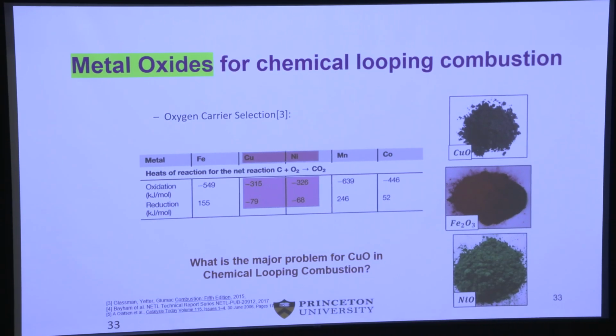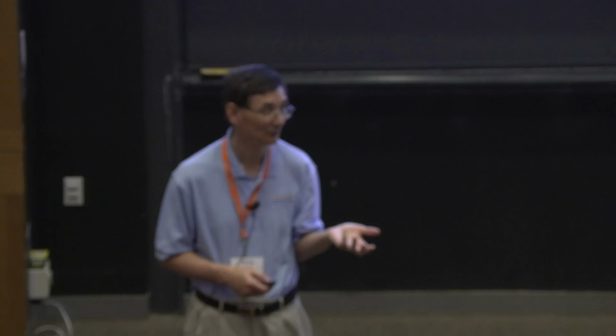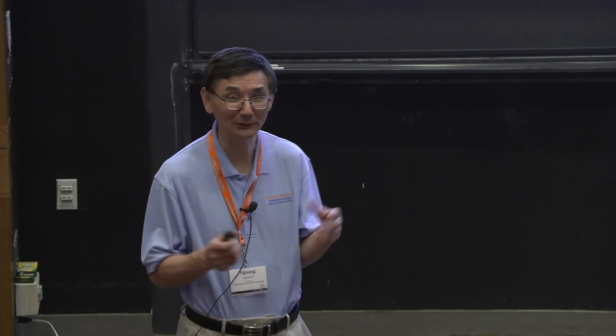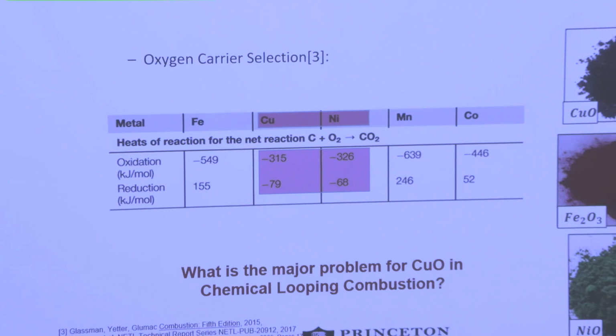Copper is a problem because it melts at a very low temperature. Nickel is also a problem because it forms carbon nanotubes that just cover your surface and make you stuck. So that's why progress in chemical looping is quite slow.